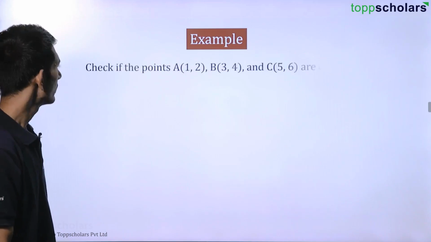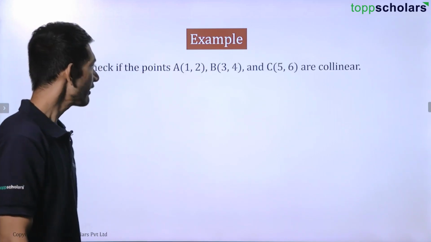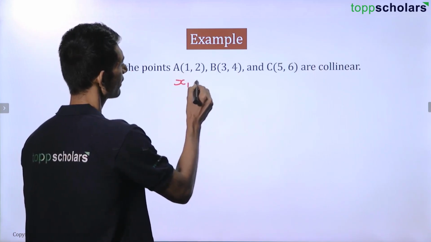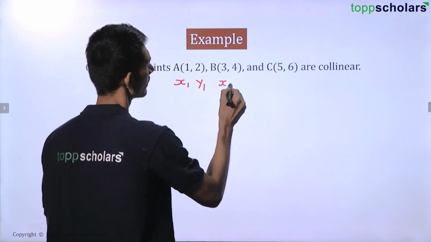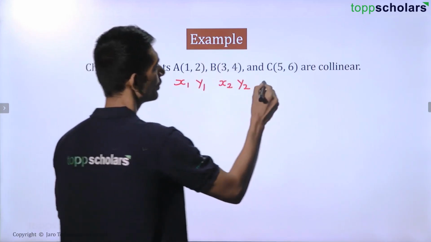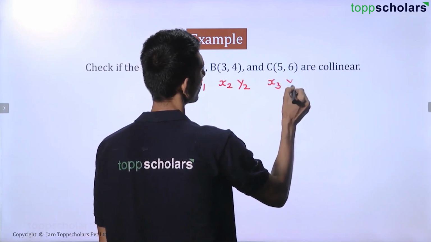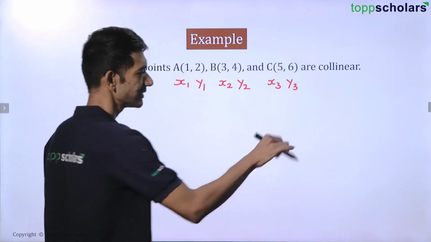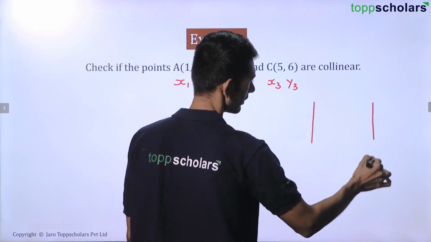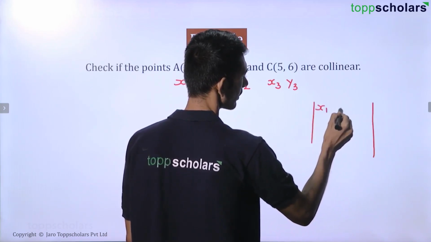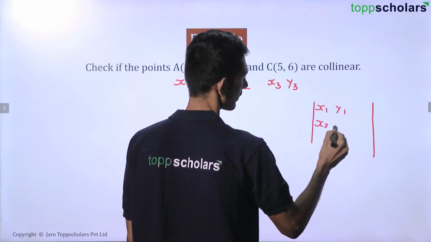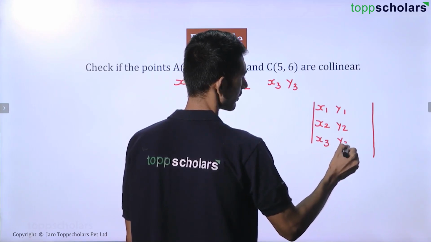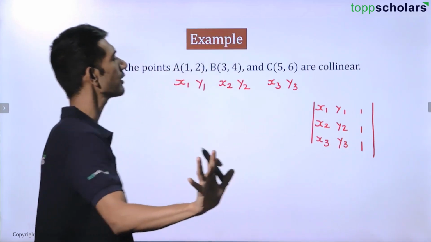Let's continue. Okay, interesting question. Check if points A, B, C are collinear. Again, what is given? x1, y1, x2, y2, x3, y3. So whenever we are supposed to check, no need to take that half. Just take the determinant with rows x1, y1, 1; x2, y2, 1; x3, y3, 1. This should be 0. If it is 0, they are collinear.